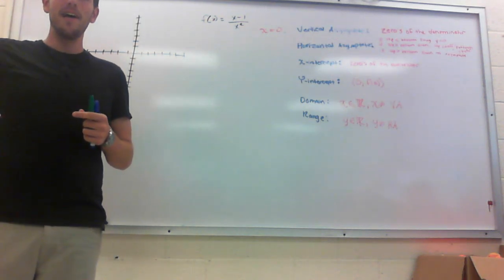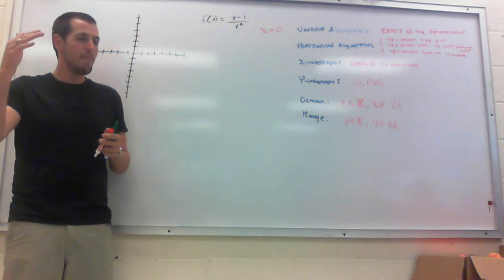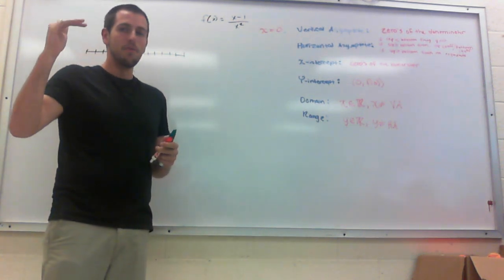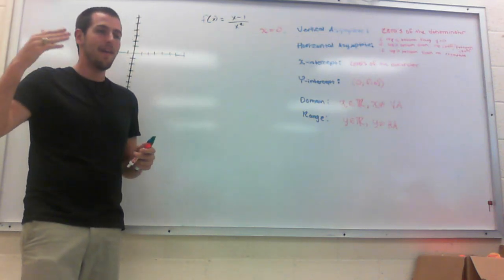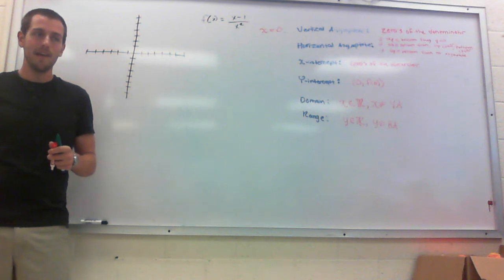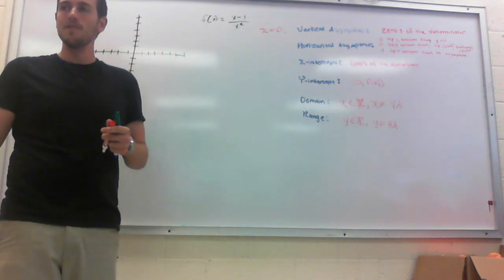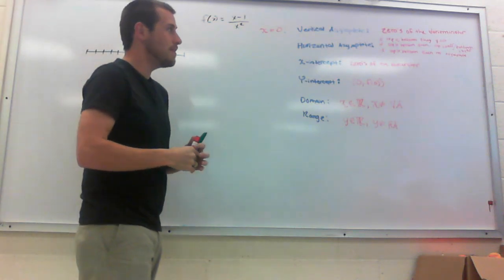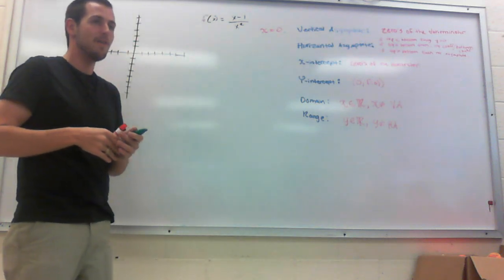My horizontal asymptote I find by looking at the degrees of the top and the bottom of the function and using my if-then statements. Well, the degree of the top is just 1. And when I talk about the degree, I'm talking about the largest exponent in the numerator, which is still just 1. And the degree of the bottom is 2. And so the degree of the top is smaller than the degree of the bottom. And if the top is smaller than the bottom, then my horizontal asymptote is y equals 0.